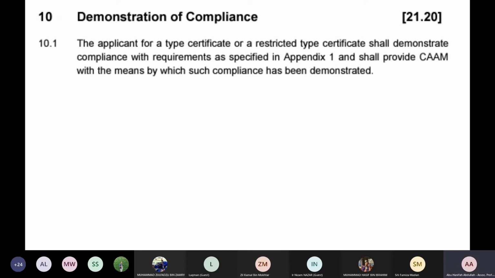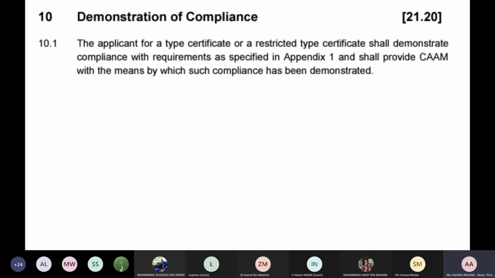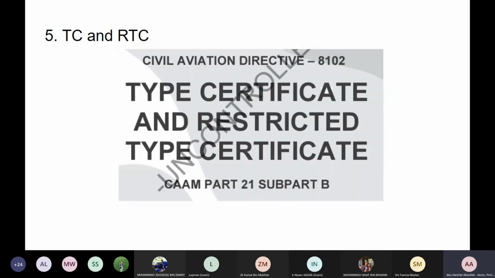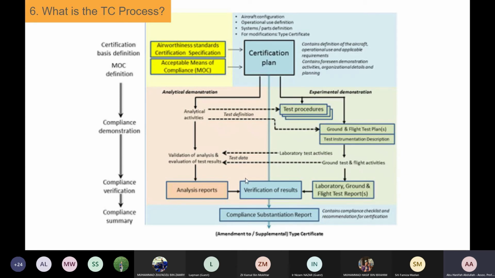And then what you need to do after you have applied and agreed on the airworthiness code is you must show compliance, demonstration of compliance, which is 10.1 of the CAT 8 201, 8102 or TC. You have to demonstrate compliance. So what you need to do, for every paragraph of the requirement, you have to declare compliant, and also state the means of compliance, and also refer back to the reports which are used to justify the compliance. In general, this is the process of compliance.